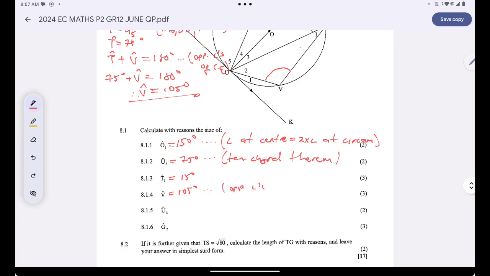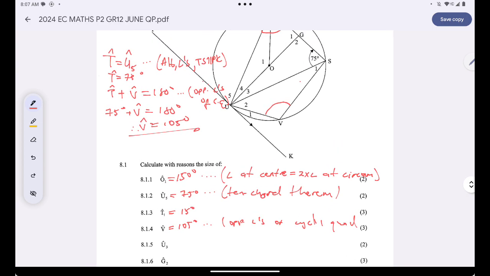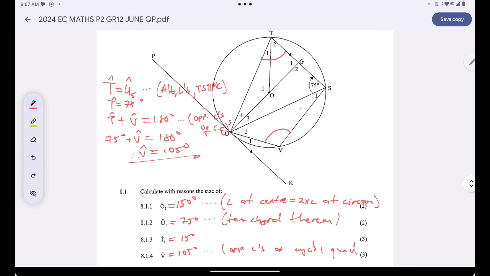Opposite angles of cyclic quad. It's important to name which cyclic quad you're talking about, right? Because sometimes you can have a shape that has 3 or more cyclic quads. So of cyclic quad TSVU.